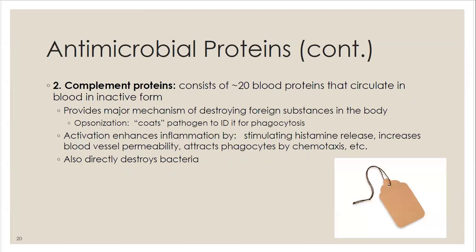So we have complement proteins, and they consist of about 20 plasma proteins that circulate in the blood in an inactive state. And their primary function is opsonization. What this is, the complement proteins coat pathogens, so they make them more recognizable and easier for phagocytes to engulf.